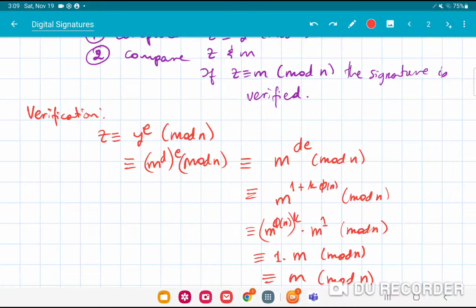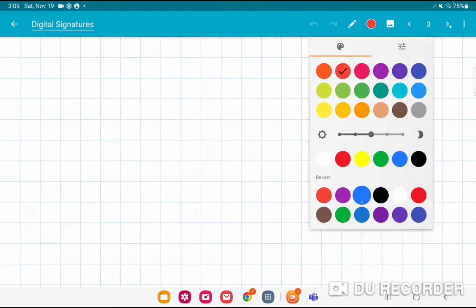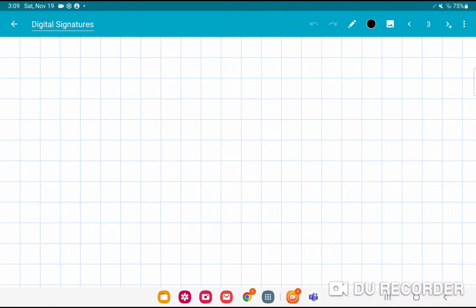Now, let's see if we can forge the signature. To forge the signature, what does Eve do? Well, she might put a different message. So let's see if she can forge the signature. So Eve writes a message M2, which could say deposit $1 million to Eve's account.